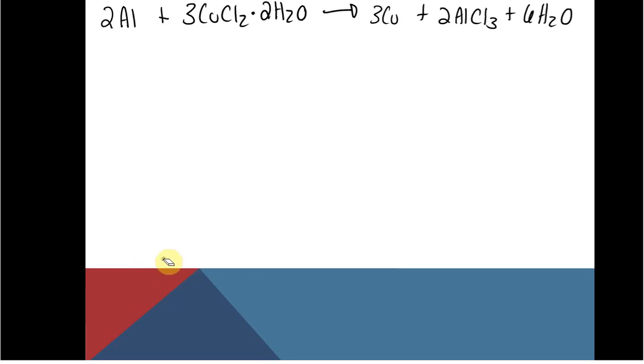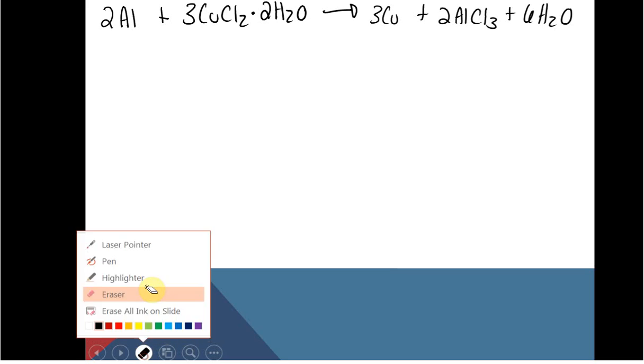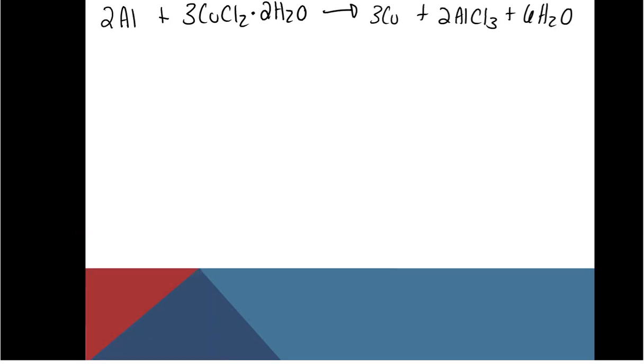So let's go through a sample calculation. Now, I don't want to do your math for you. And so instead of doing the exact measurements that you guys are going to be doing, let's change my pen color. We're going to do something different. So what I want to do is add in 0.20 grams of aluminum and 0.40 grams of copper 2 chloride dihydrate.